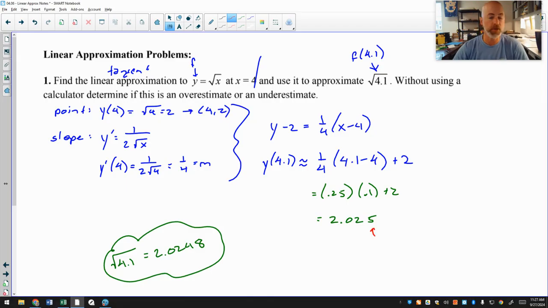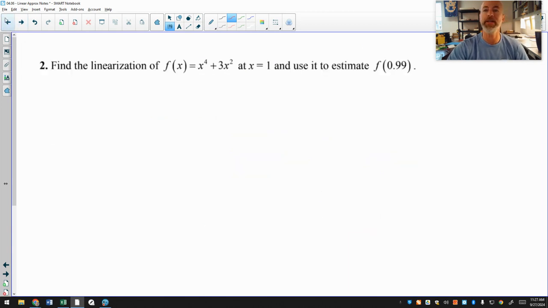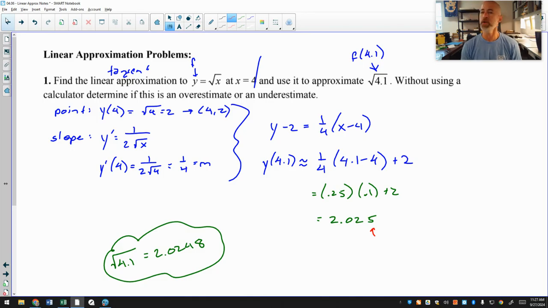If you want to show off your skills to some random people you may meet on the street, show them how to do this. That's pretty cool. The square root of 4.1 accurate to the thousandth? Man, that's something else. All right, let's move on. Oh, I forgot, I didn't finish the question. Sorry, without using a calculator, determine if this is an overestimate or an underestimate.